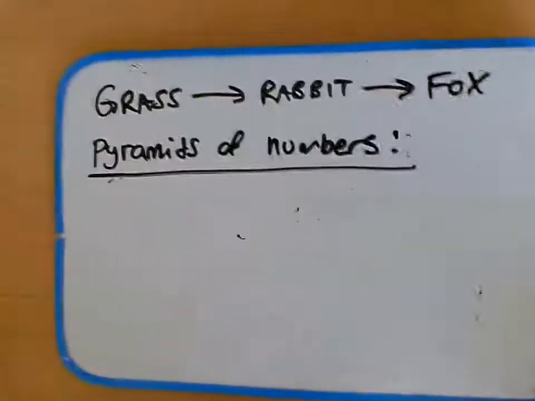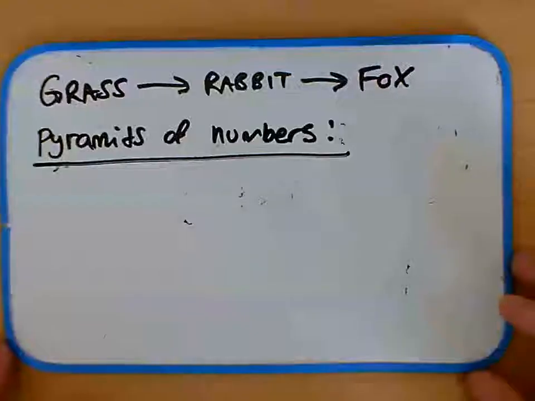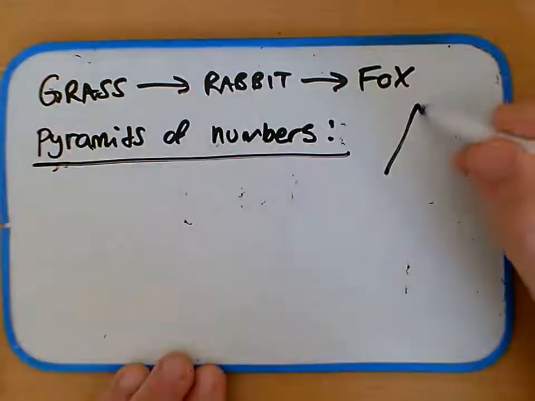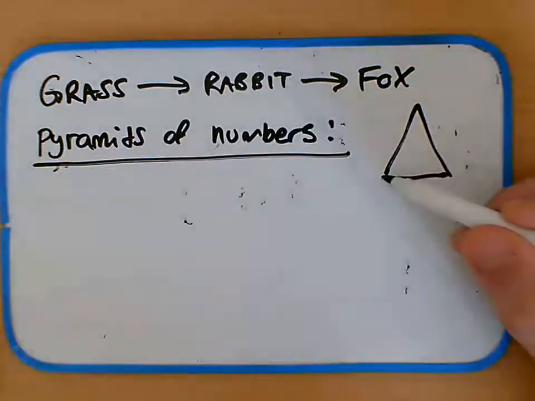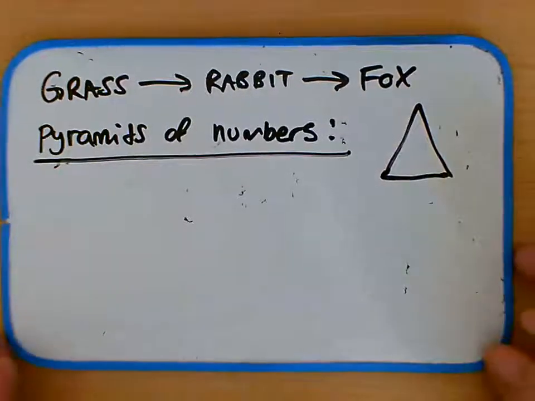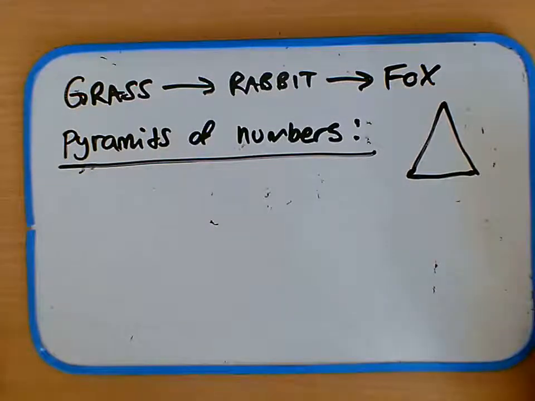Now, pyramids of numbers can be a little bit misleading because when you think pyramid, you think triangle. You think the pyramids in Egypt. Now, be careful, not all of them actually look like a pyramid. Most do, but if they're trying to catch you out in the exam, they may throw you a slightly different example. So we're going to look at two examples, a typical one and then a more tricky one.